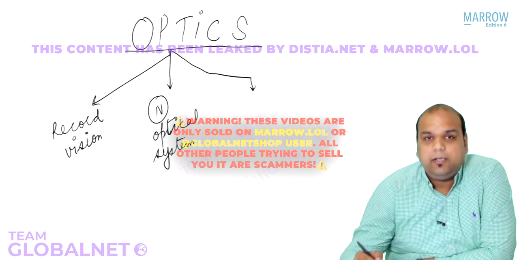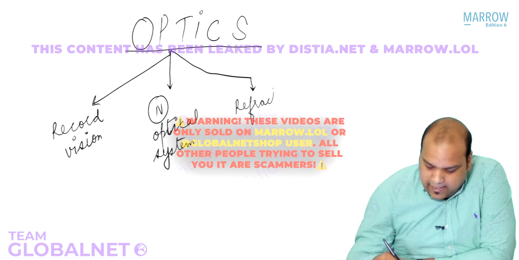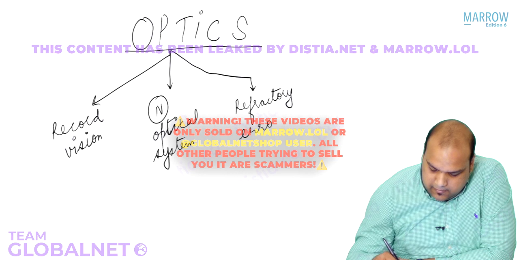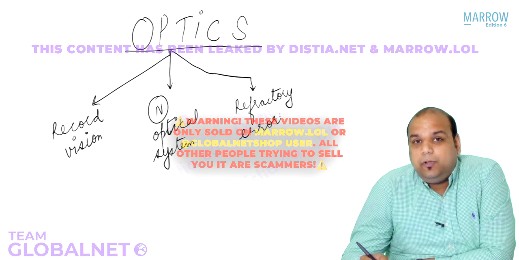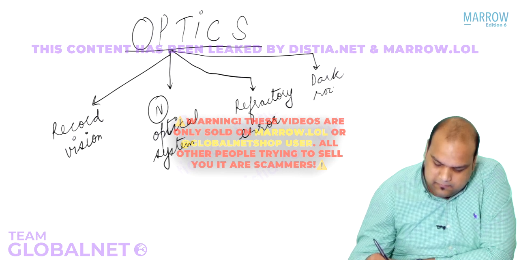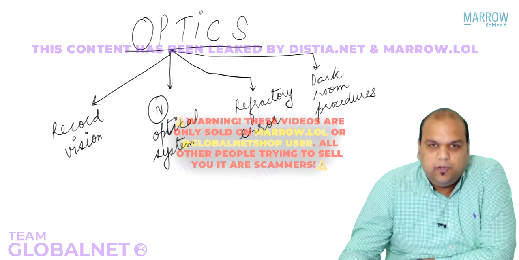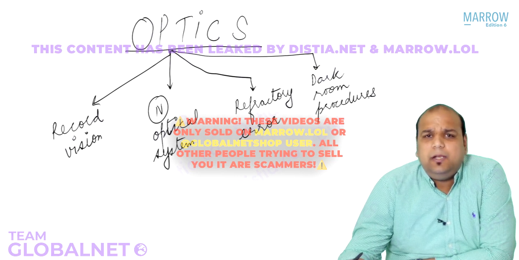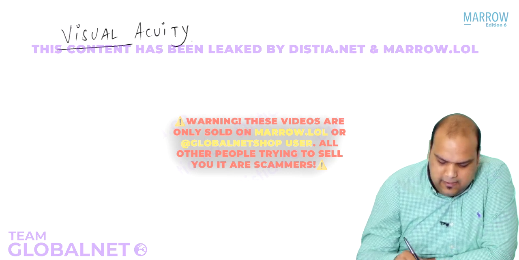But if when I record the vision, it comes out to be abnormal, that means I must be having refractory error. Yes. And then lastly, if I have a refractory error, then I'm going to correct the refractory error by some dark room procedures. Okay. So this will be the flow of our lecture on optics, everybody. We will first of all be starting with how to record vision, visual acuity. So let's start with visual acuity. Just a fancy way of saying vision.